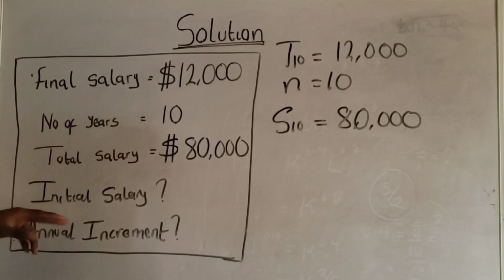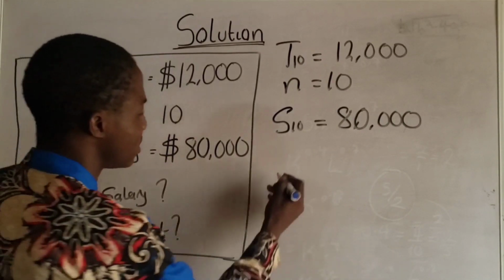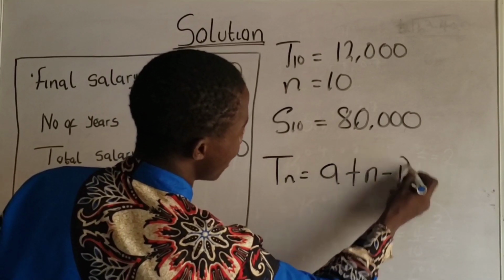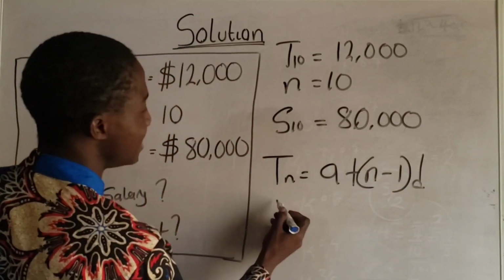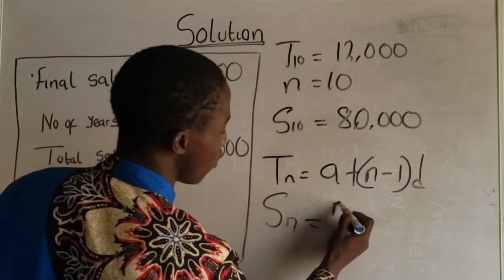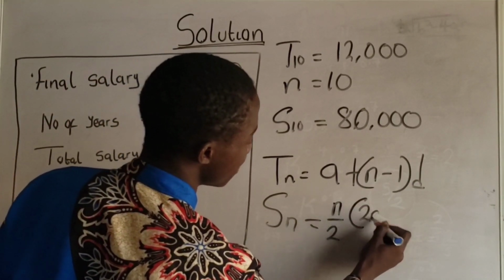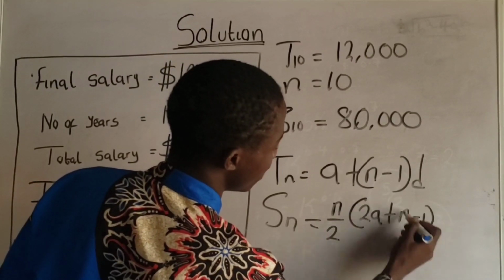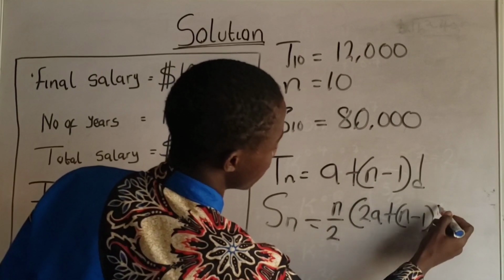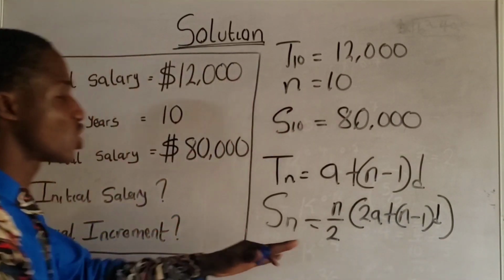Now let us proceed to find the initial salary. Before we can find the initial salary, we have to know the annual increment, because from the knowledge of arithmetic progression, the nth term of an arithmetic progression is given by Tn is equal to a plus (n minus 1) d. And the sum of the nth term is given by n over 2 into bracket 2a plus (n minus 1) d.